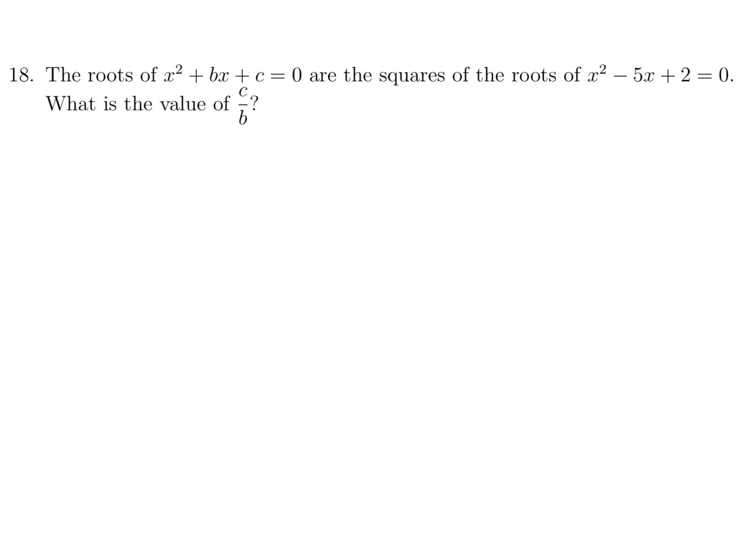The roots of x squared plus bx plus c equal 0 are the squares of the roots of x squared minus 5x plus 2 equal 0. What is the value of c over b? Okay. Well, the first thing that comes to mind is Vieta's formula.